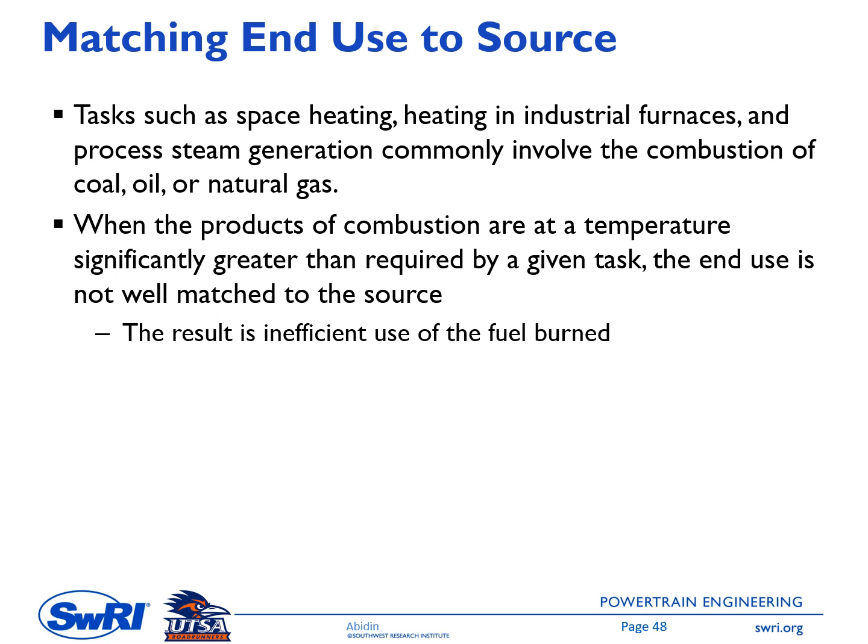There are a lot of tasks that involve the combustion of coal, oil, natural gas, or other energy resources. These tasks include, for example, space heating, heating in industrial furnaces, a steam generator for the steam power plant, or a hot gas generator for a gas power system. When the products of combustion are at a temperature significantly greater than required by a given task, the end use is not well matched to the source, and the result is inefficient use of the fuel burned.